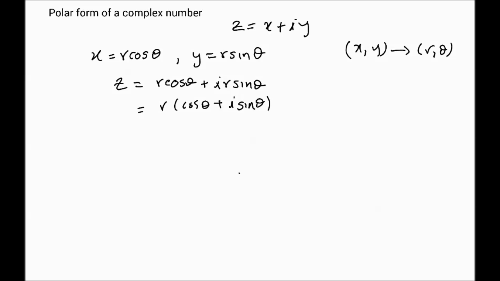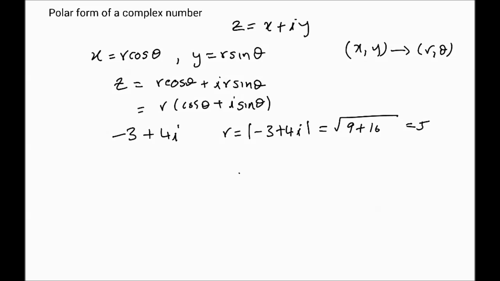So let's look at a quick example of how we do this conversion. Let me do this one here for you: minus 3 plus 4i. Of course, in order to do this, we need to find r and theta. Now, r would be the modulus. So r would simply be the size or the modulus of minus 3 plus 4i. So it is equal to the square root of 9 plus 16, which turns out to be 5.